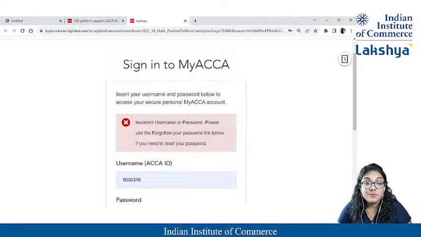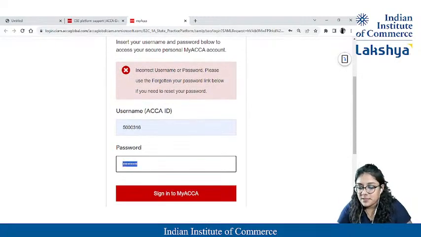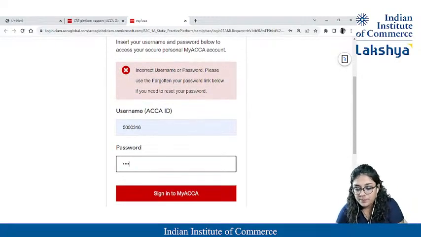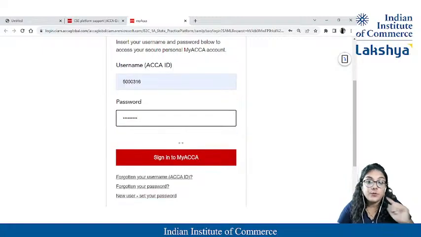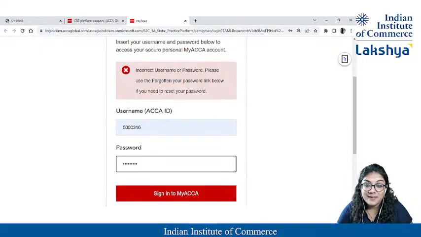I know my password. It is always once within once now. My password will not work. I don't know why. I literally don't know why. Oh my god. Even if it is not working, cool.